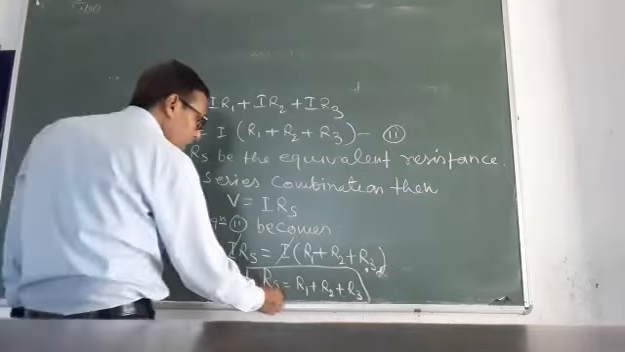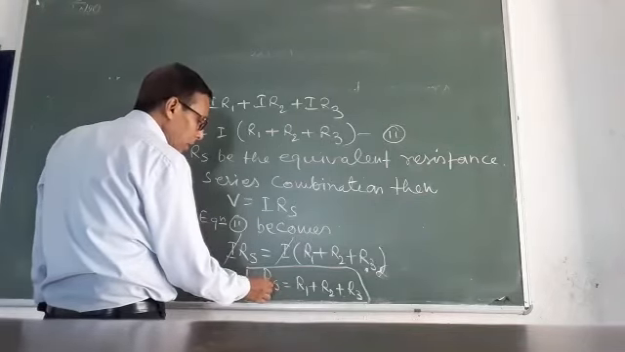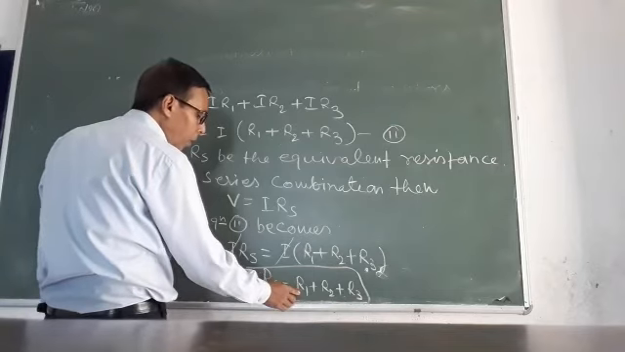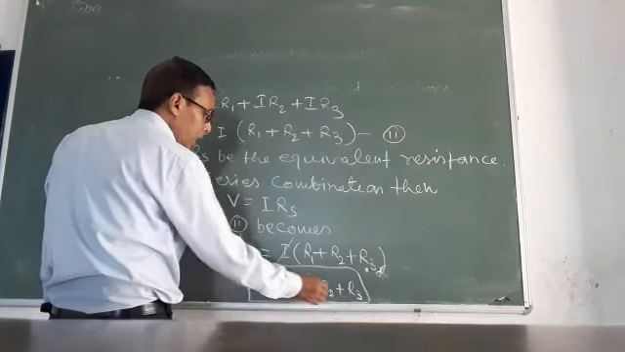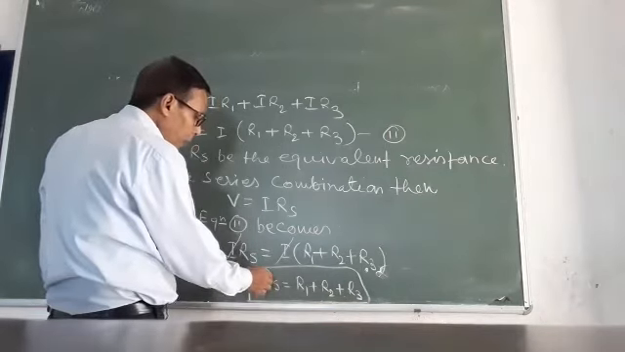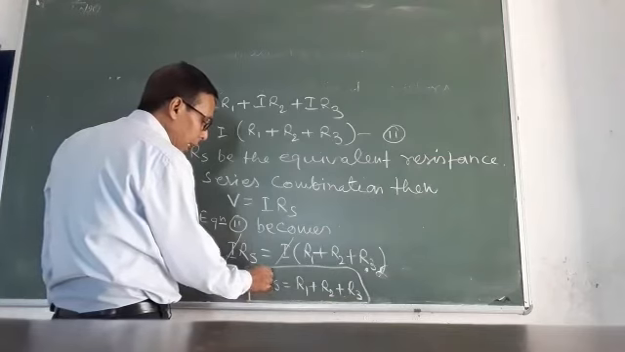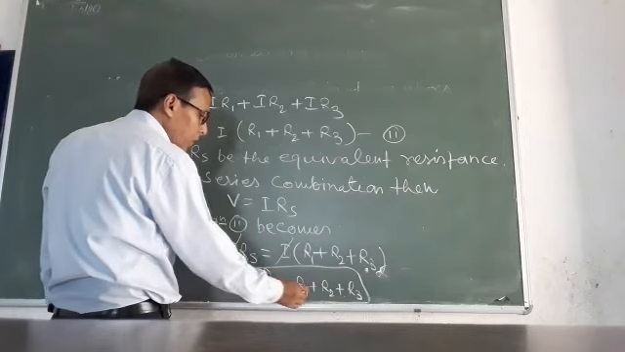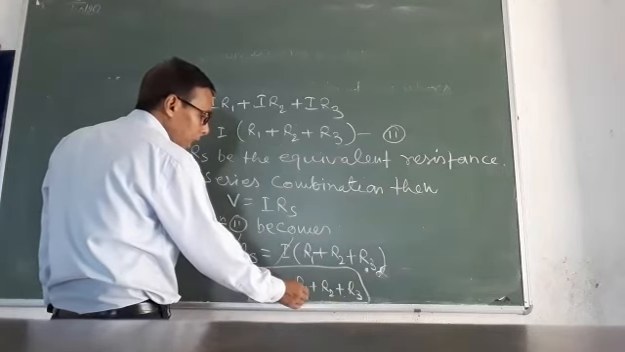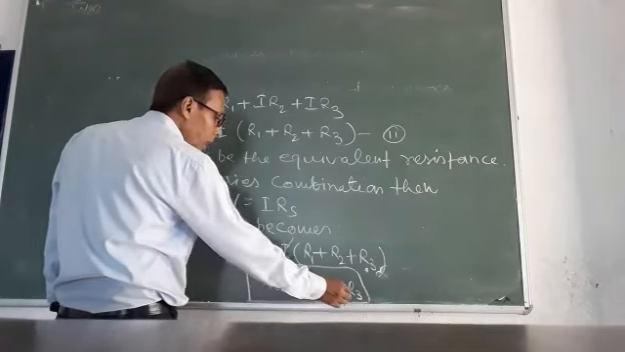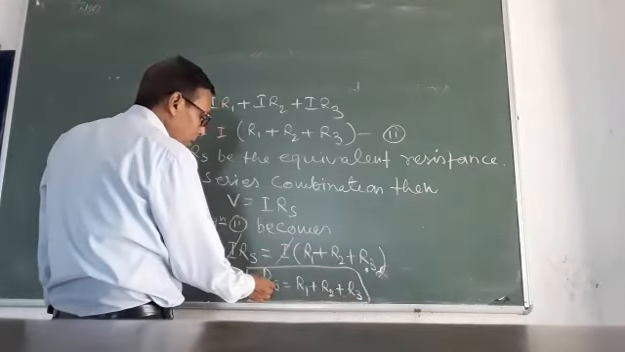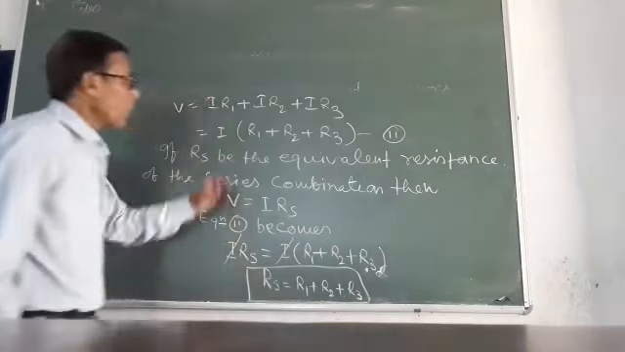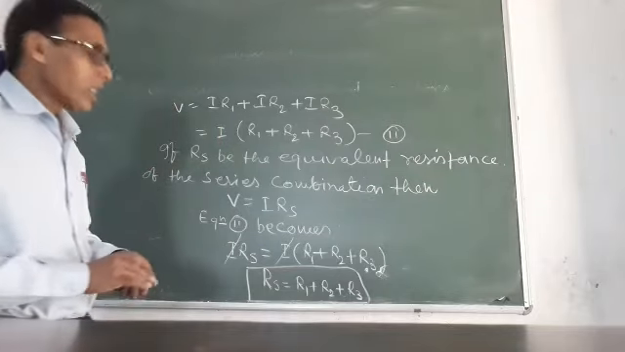What do you conclude from this equation? The equivalent resistance of series combination is equal to the sum of individual resistances. Second, the value of equivalent resistance in series combination is always greater than the individual value of resistance, that is R1, R2 and R3. And next, in series combination of resistors, the current flowing through each resistor will be the same.